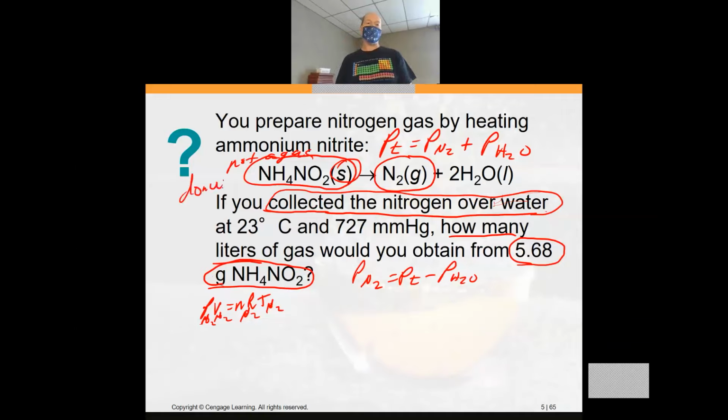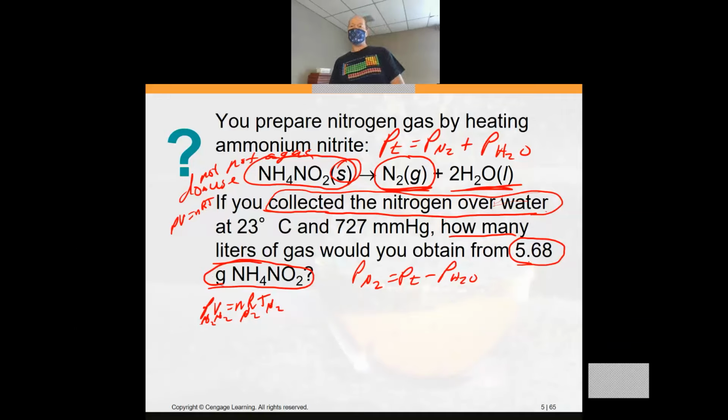Do not use PV = nRT unless you have a gas. You can't use it here. You can use it here. You cannot use it here. You can only use it for a gas. It's an ideal gas equation.